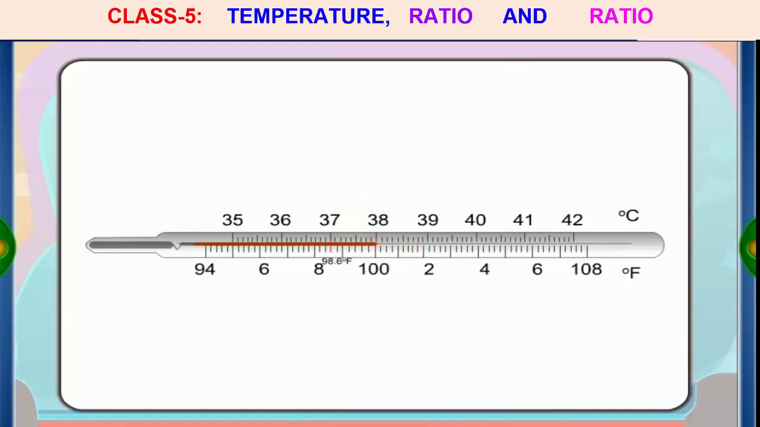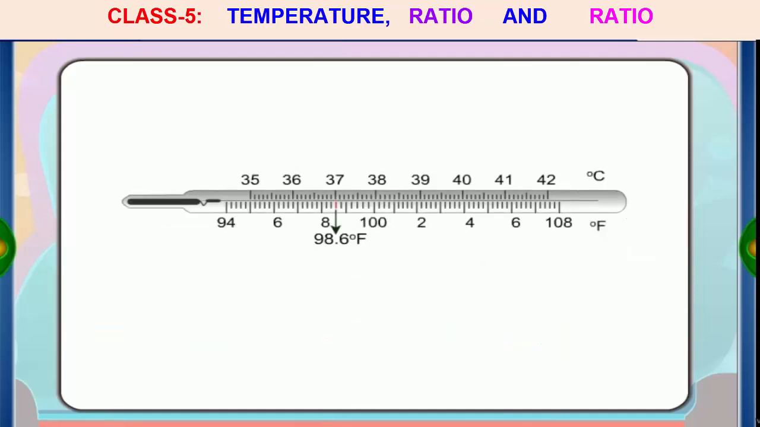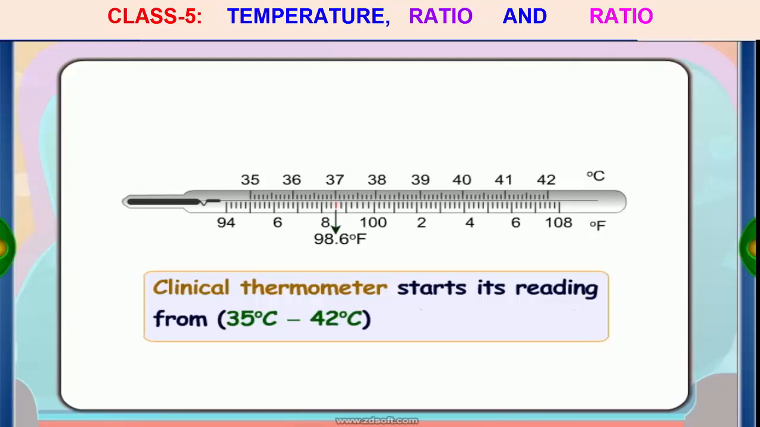If the mercury level in the capillary tube is up to 100 Fahrenheit or 38 Celsius, then the temperature of our body is 100 degree Fahrenheit or 38 degrees Celsius. Students, please note that the clinical thermometer starts its reading from 35 degrees Celsius to 42 degrees Celsius or 94 degree Fahrenheit to 108 degree Fahrenheit.